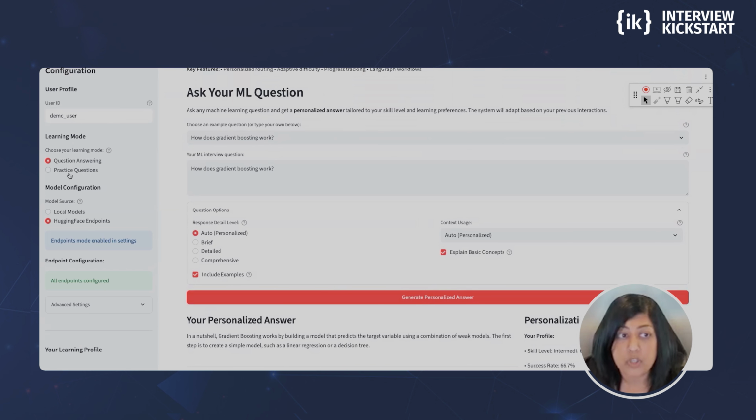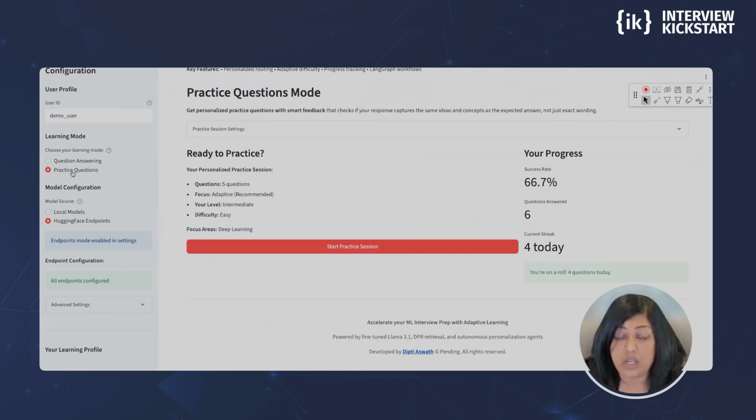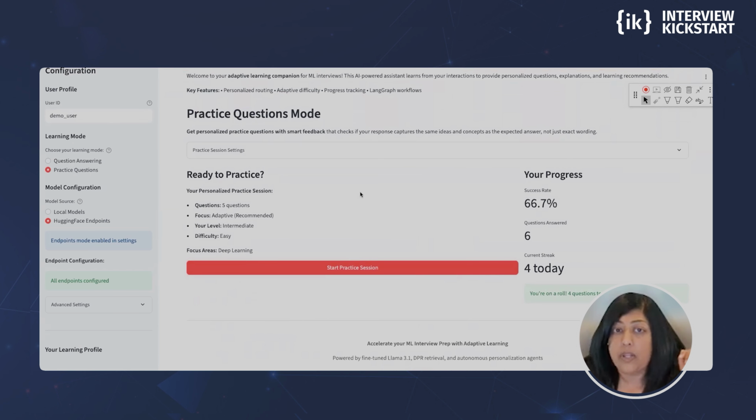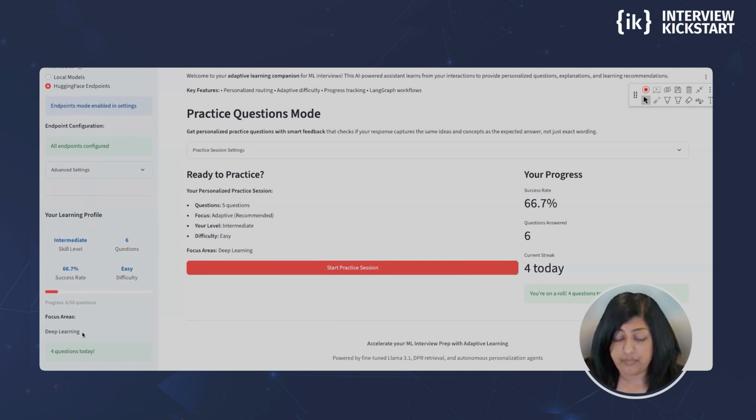Now let's switch the demo user to the practice question mode, right? Now in the practice question mode, the demo user is going to be presented with practice sessions. Now these practice sessions are catered based on what they'd like to focus on, right? In this case, the learning area, the focus area is deep learning, and that's where the focus is going to be. It's going to be adaptive. The questions are going to be leaning towards the deep learning skill.